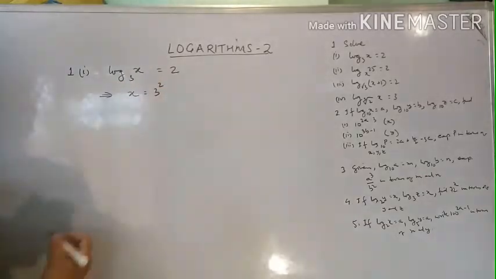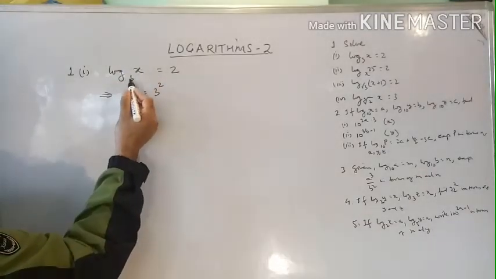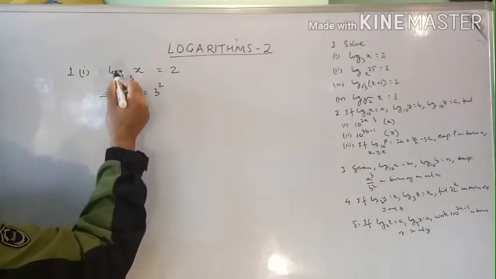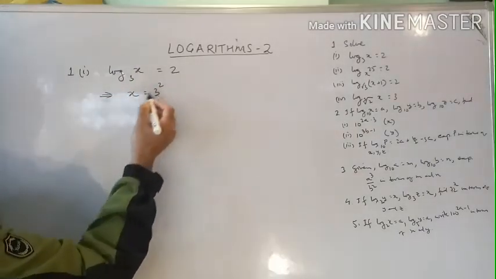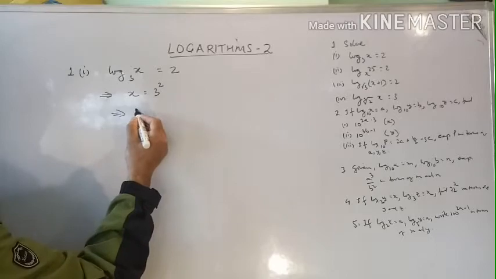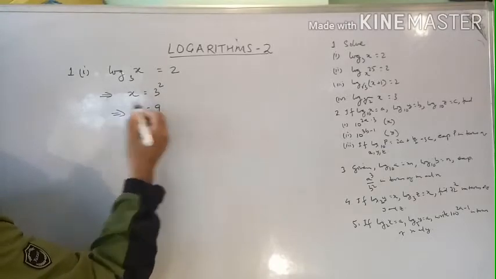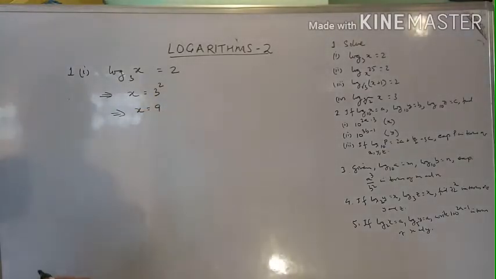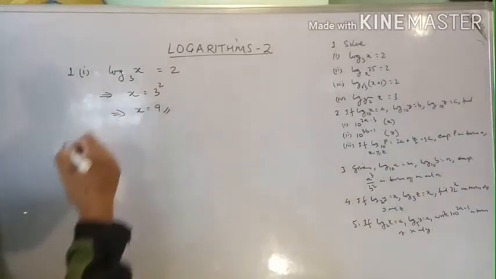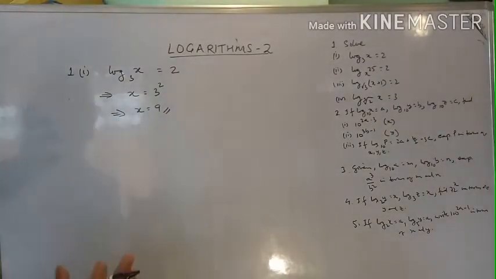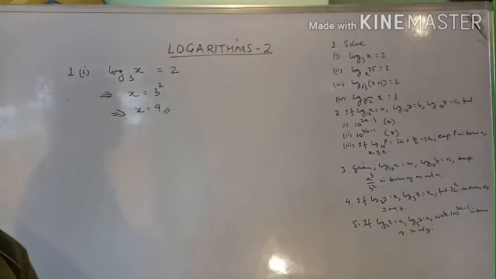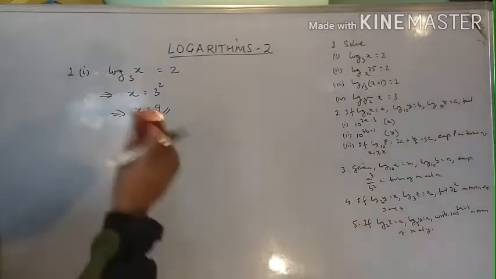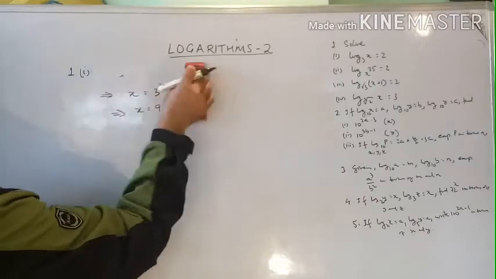When you change into exponential form, x equal to base, and the base is 3 here. Logarithm of any number is the exponent. So 2 is the exponent. x equal to 3 square. So that gives you x equal to 9. So this is the answer. Okay, find the value of x. So whenever you have to solve for x here, change it into exponential form and then find the value of x. Now let's take another example.